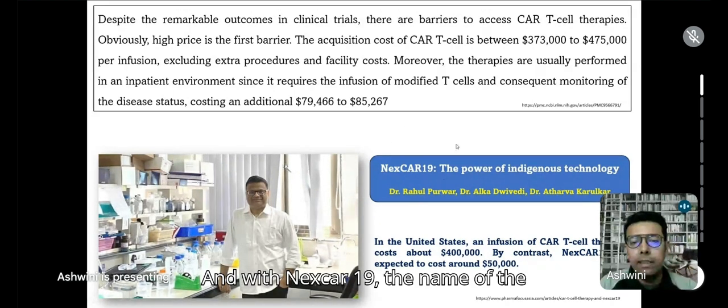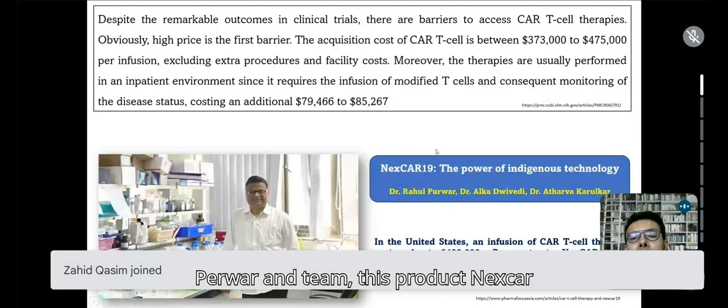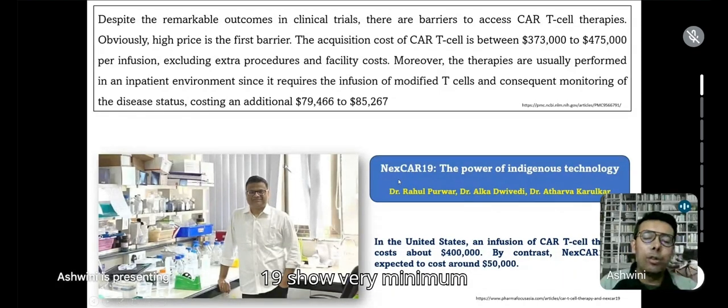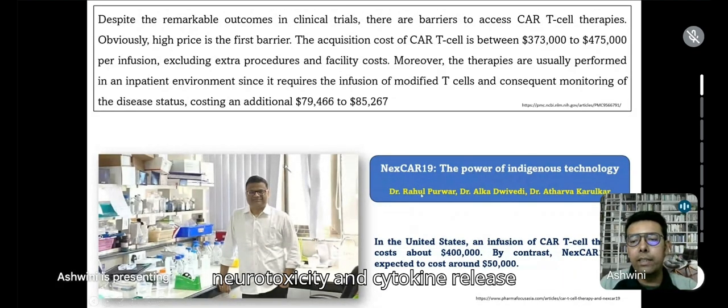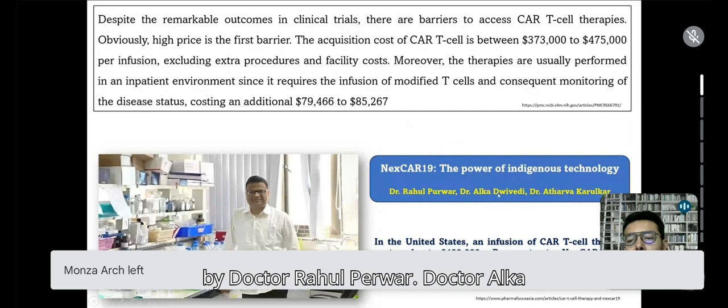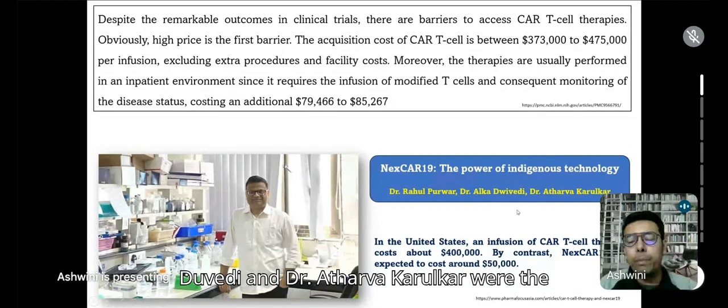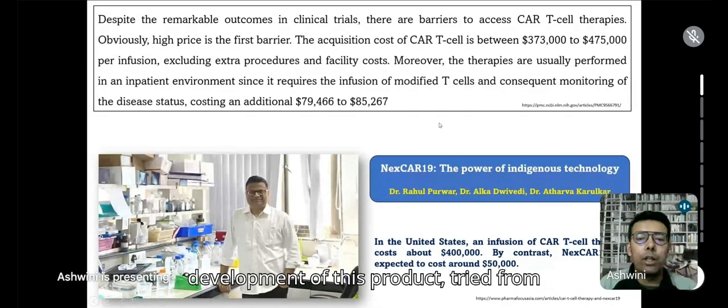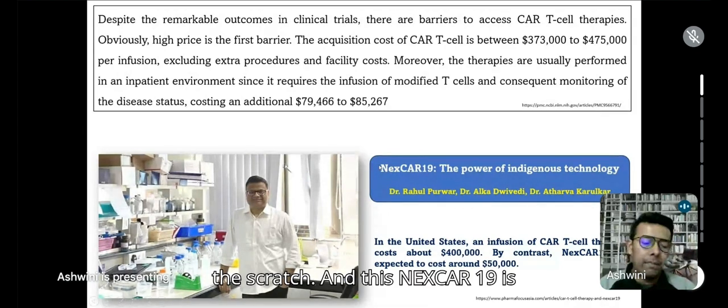And with NextCAR19, the name of the product that was developed by Dr. Rahul Purwar and team, this product shows very minimum neurotoxicity and cytokine release syndrome. So this was the team. If you can see the name of the scientists headed by Dr. Rahul Purwar, Dr. Alka Dwivedi and Dr. Atharva Karulkar were the PhD students who were involved in development of this product right from the scratch.